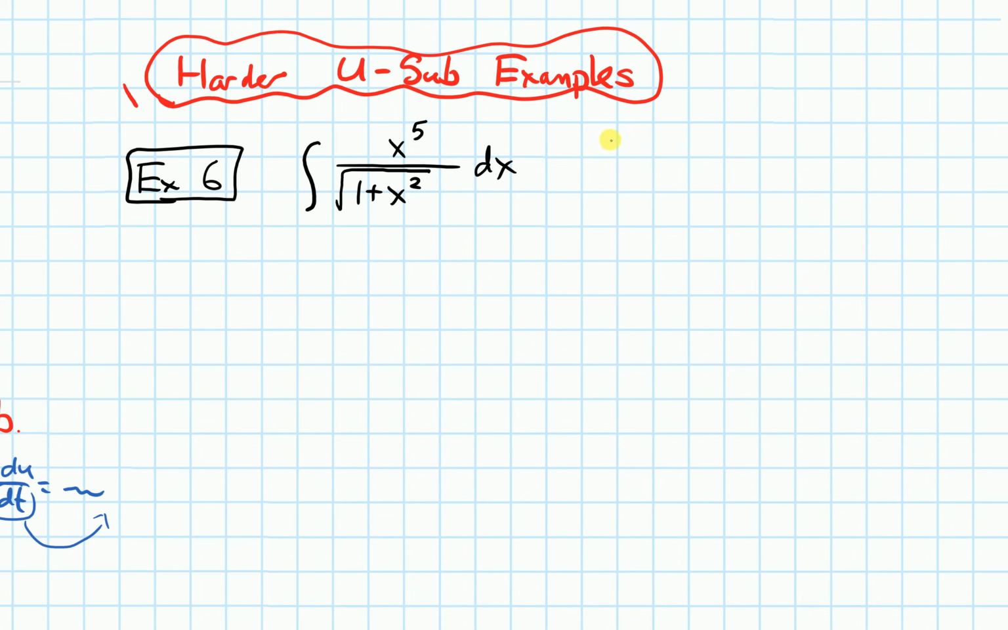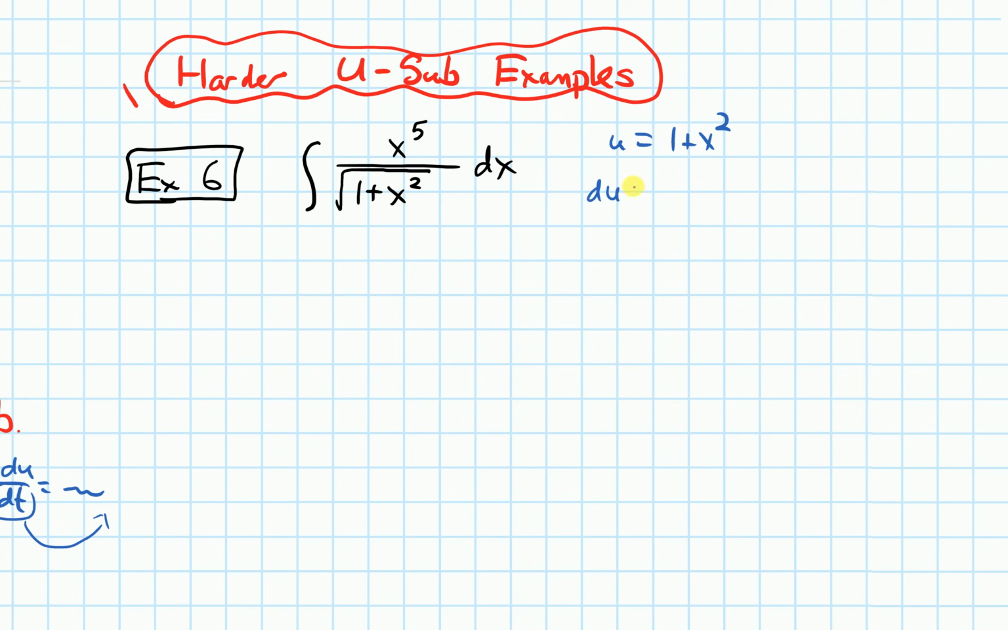So maybe we try a U-substitution, and I don't think it's going to be perfect, because if I let u be something like 1 plus x squared, I don't quite see the derivative of that exactly in the numerator. I see x to the 5. The power is too big. But let's see what happens if we just try it.